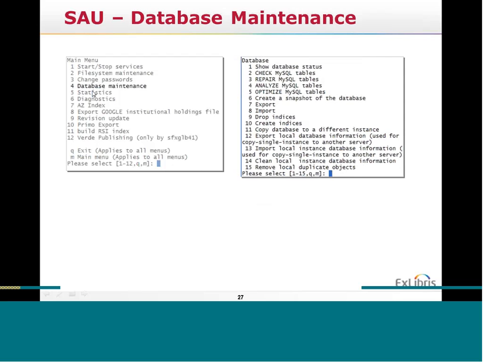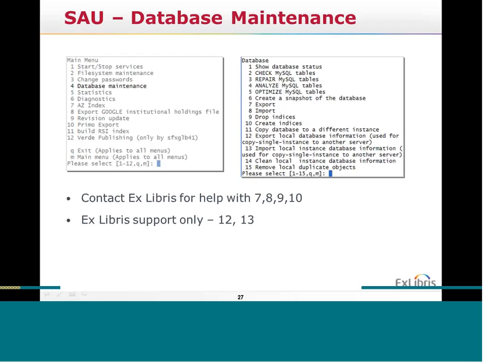Option number 4 is for database maintenance. And so you can see here that you can check, repair, and analyze the MySQL tables. You can also, using options 7, 8, 9, and 10, export, import, and then drop or create indices. And do contact Ex Libris support for help if you are using those options. Options 12 and 13, those are used by Ex Libris support only. And if you decide to use number 14 to clean your local instance database information, use that with caution because you're not able to undo it.